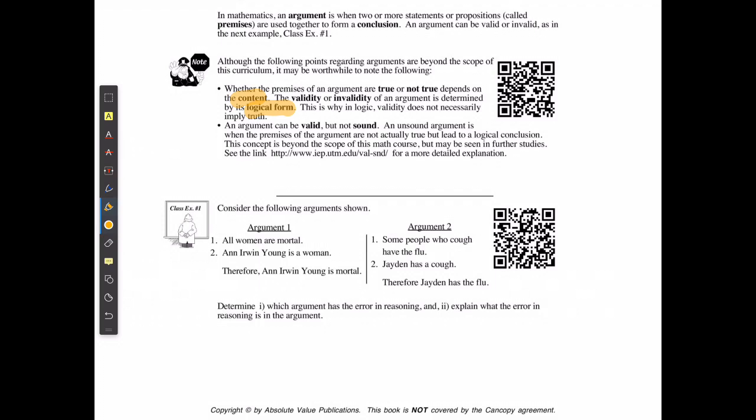An argument can be valid, but not sound. An unsound argument is when the premises of the argument are not actually true, but lead to a logical conclusion. This is a fancy way of saying I can have two statements that aren't necessarily true, but the idea that they prove actually is something that is true. So even though your argument is illogical, the conclusion you come to in the end is actually true.